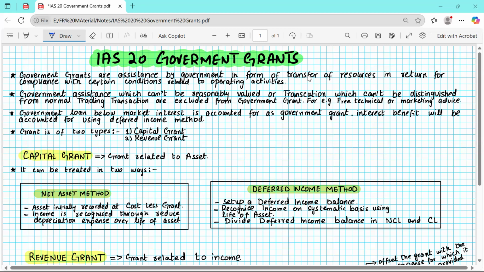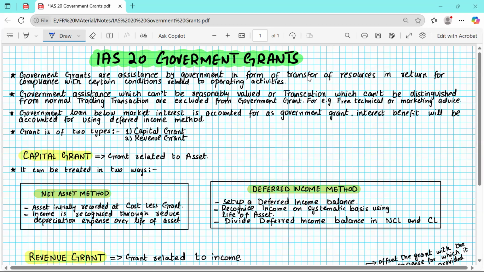For example, normally the market rate of a loan is 10%. So whatever loan you take out from the bank, you have to pay 10%. But government is giving you a loan where you have to pay, let's say, 7%. So you get a 3% benefit, right? So that benefit is also your government grant.